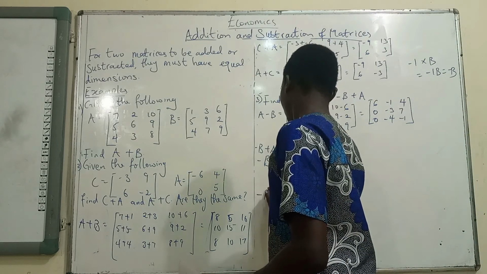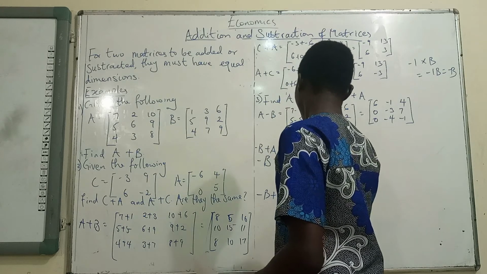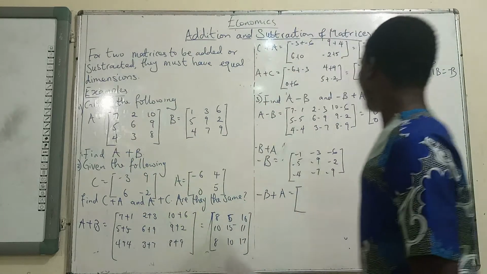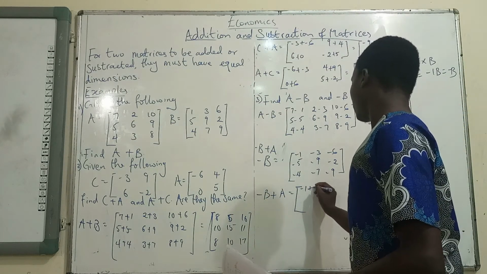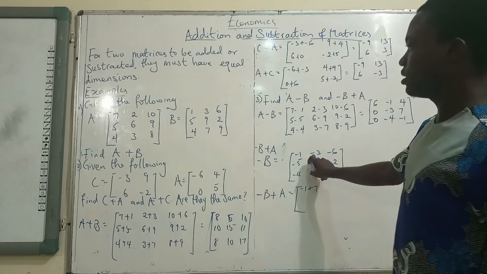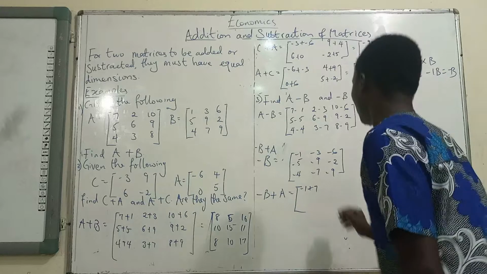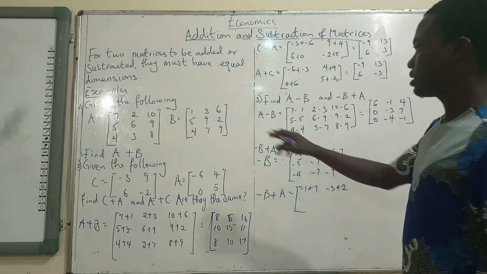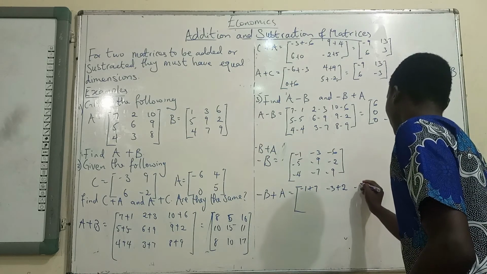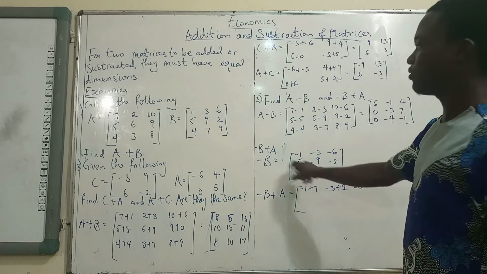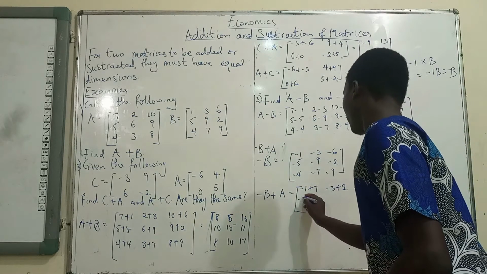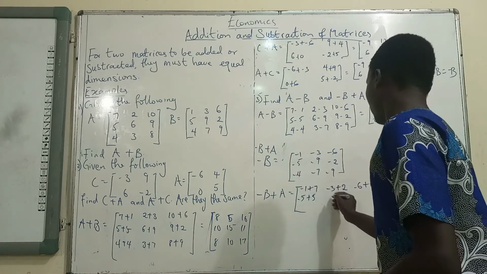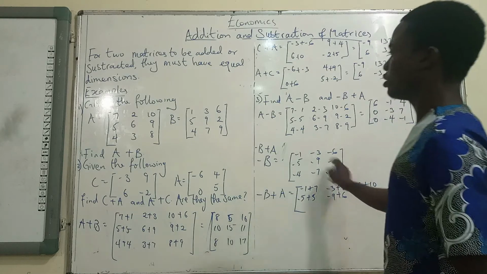So minus b plus a will now be, if you have it, minus 1 plus 7, then minus 3 plus 2, and then we have minus 6 plus 10. Next we have minus 5 plus 5, and then minus 9 plus 6, minus 2 plus 9.